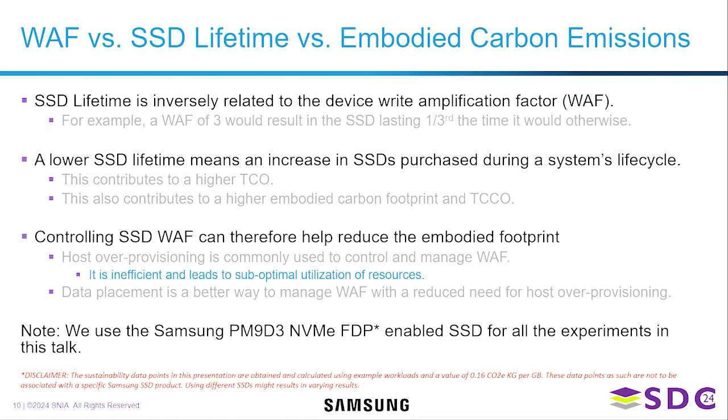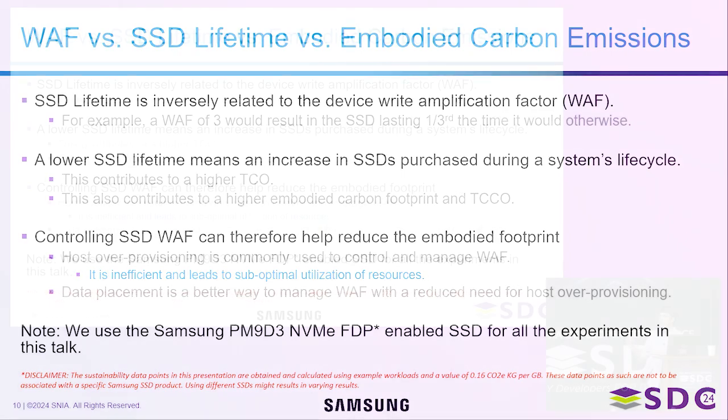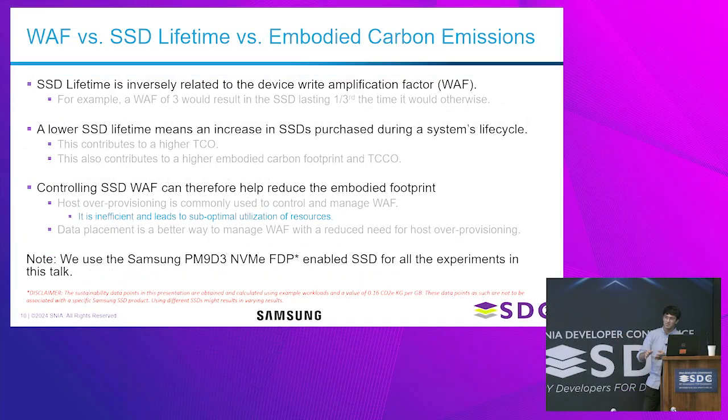And one common method used by a lot of people is host over provisioning, which is they buy an SSD and only use some of it, so they underutilize the SSD. And this is inherently inefficient for various reasons and also for carbon emission reasons because you're paying all this carbon to buy a huge SSD, but you're only using some of it. So throughout this presentation, we'll cover why host over provisioning is a very bad method and data placement is a much better method to save carbon.